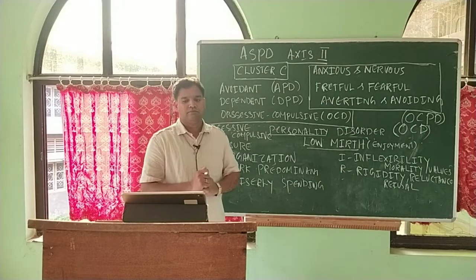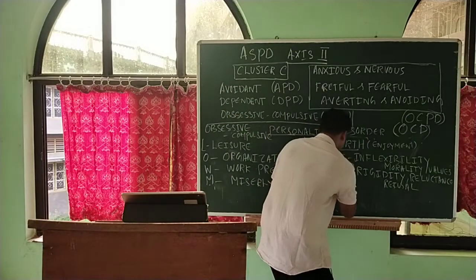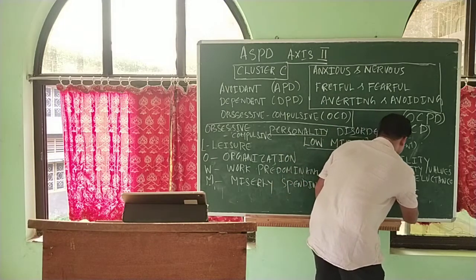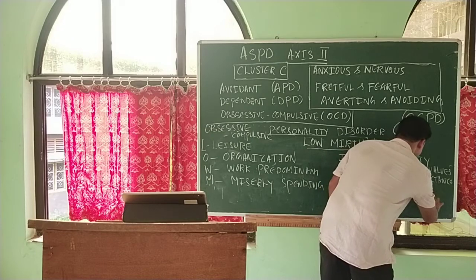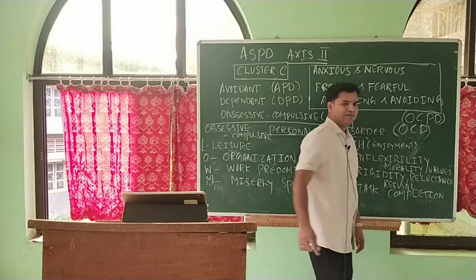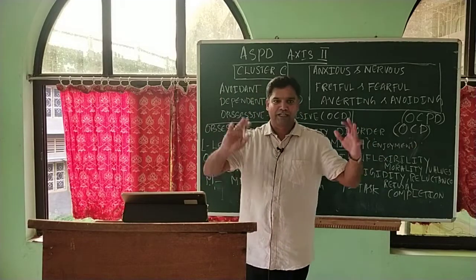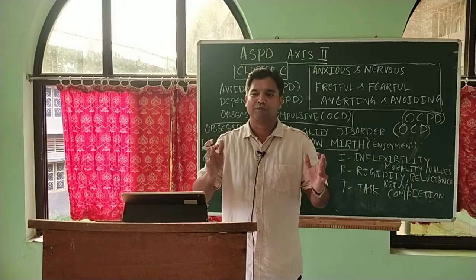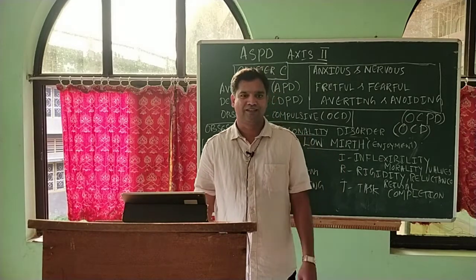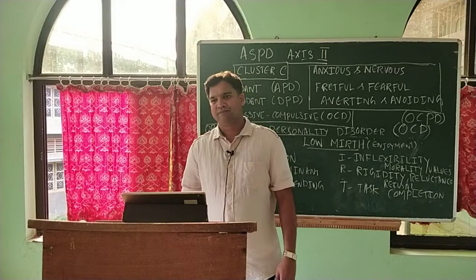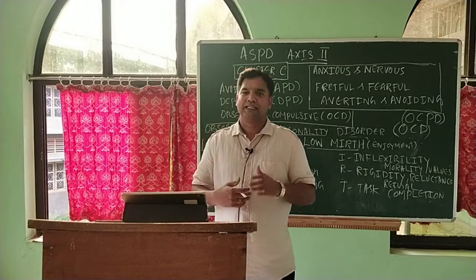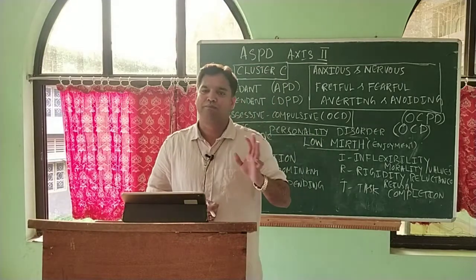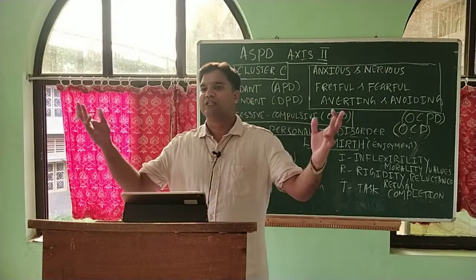Then T, task completion. They never complete a task. They will be working all the time but never completing. They work without recreation, without fun, without relaxation, without leisure, but they will never be able to complete a task because they don't get satisfied. They don't get contentment. They cannot satisfy themselves because they are perfectionistic people, workaholics. So the task will never get completed. They keep on working but there is no completion.